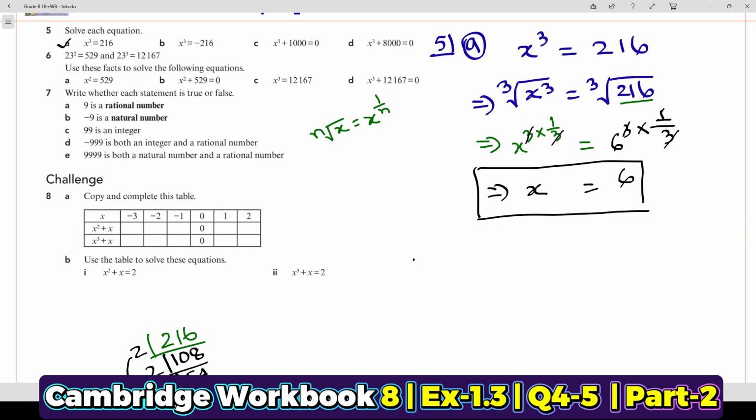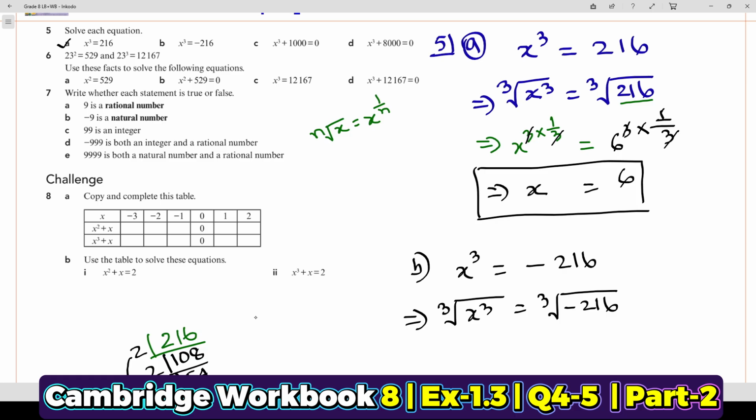What about number B? x cubed equals minus 216. We can take the cubic root of both sides. So here is x cubed, and here is the cubic root of minus 216. Look, 216 can be written as 6 times 6 times 6, and the same thing can also be written as minus 6 times minus 6 times minus 6. So against this we can write x equals minus 6. Okay, very simple. Number B done.